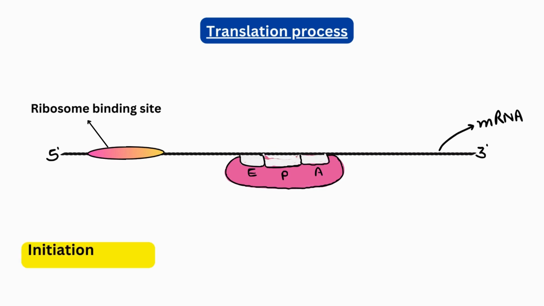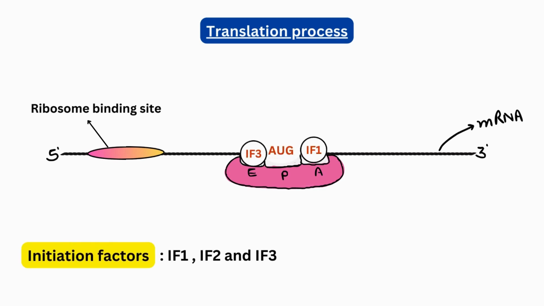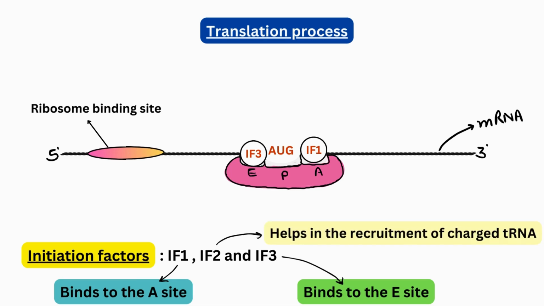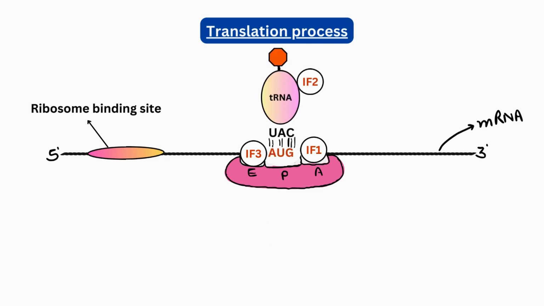Once it finds the initiation codon, the initiation factors play a very important role. There are 3 initiation factors, IF1, IF2 and IF3. IF1 will bind to the A site, because of which the initiator tRNA cannot bind to the A site. IF3 will bind to the E site, because of which the association of the large and small subunits of the ribosome does not take place. And IF2 helps in the recruitment of the charged tRNA to the P site where the initiation codon is present.